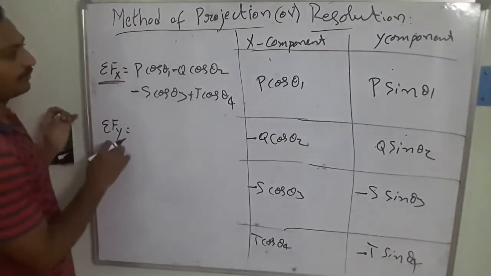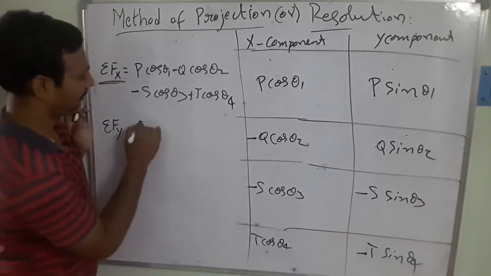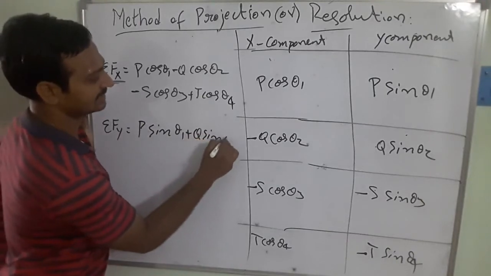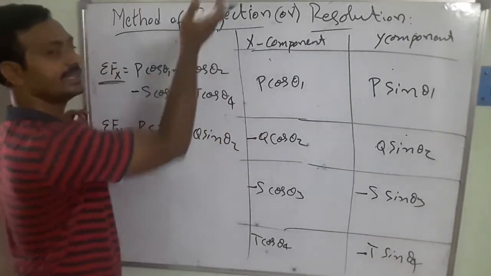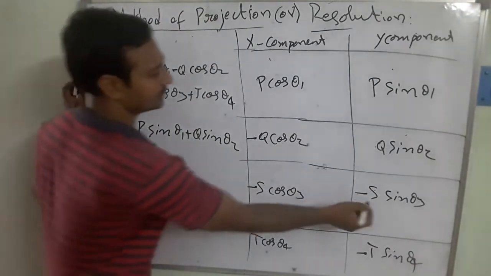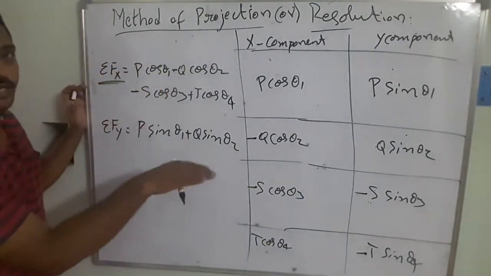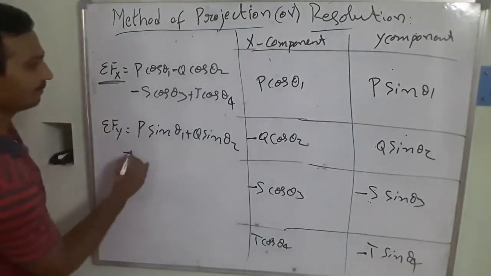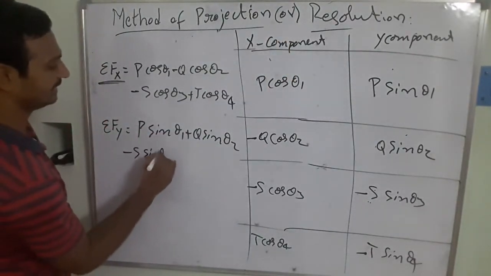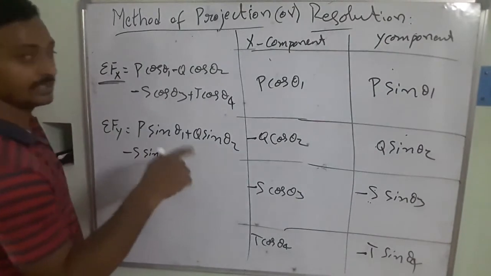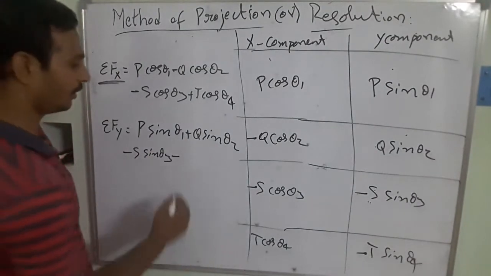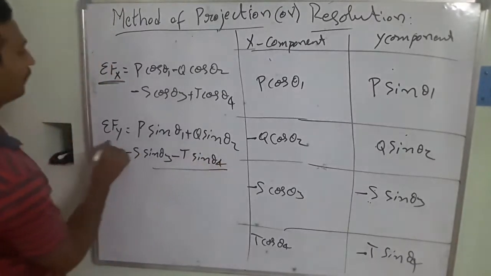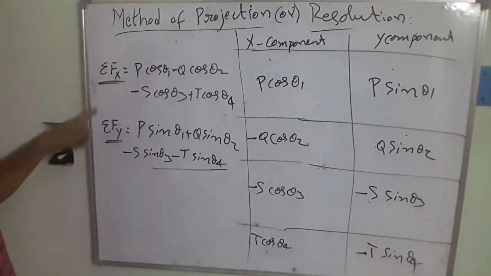Then sigma f of y is equal to P sin theta 1 plus Q sin theta 2, because these vertical forces are acting in the upward direction. Similarly, the third component acts in the downward direction in the third quadrant, so minus S sin theta 3, and minus T sin theta 4, since it is in the fourth quadrant, moving in the downward direction. This way, we calculate sigma f of x and sigma f of y.